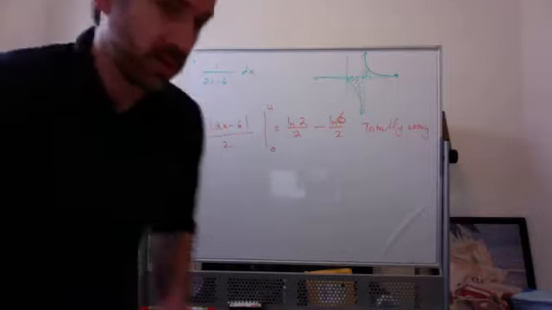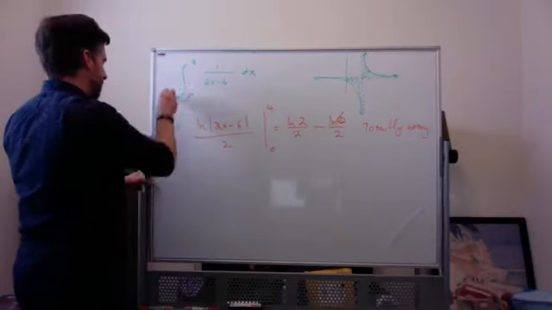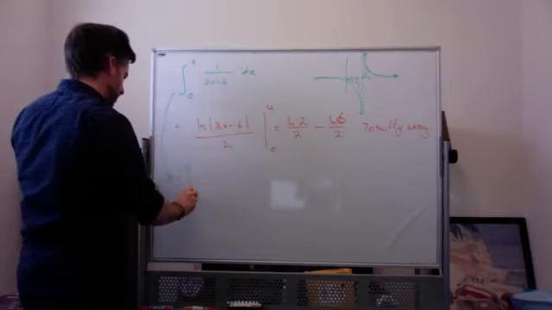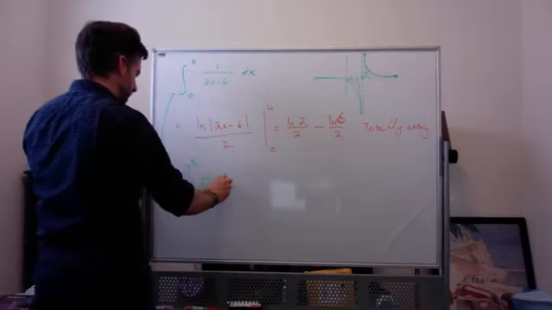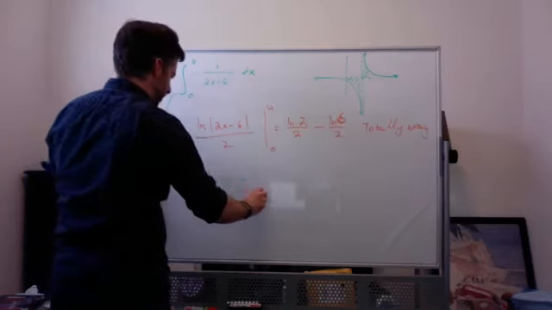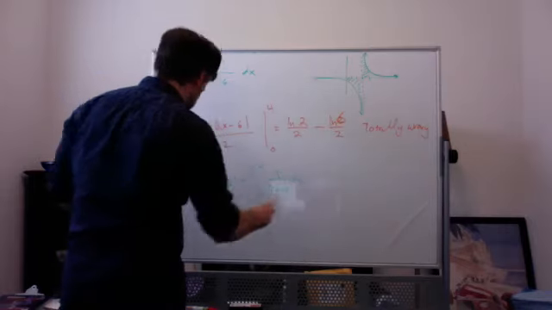So here's the right way to do this. You have to break it up where it's undefined. We have to write this as the integral from 0 to 3 of 1 over 2x minus 6 dx plus the integral from 3 to 4 of 1 over 2x minus 6 dx.